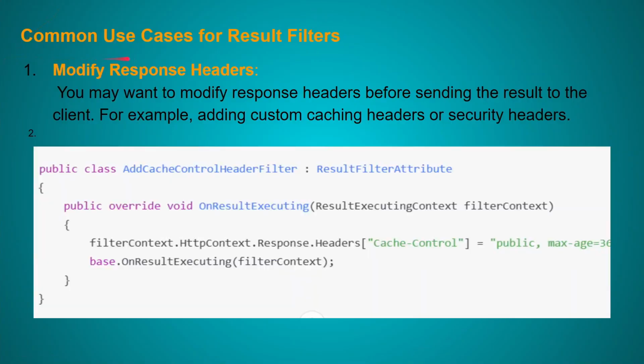Common use cases for result filters. Modify response. You may want to modify response headers before sending the result to the client, for example adding custom caching headers or security headers. Here in the OnResultExecuting method, look at the filterContext.HttpContext.Response headers. Here we have given our own Cache-Control. This is public and we have given our own logic.